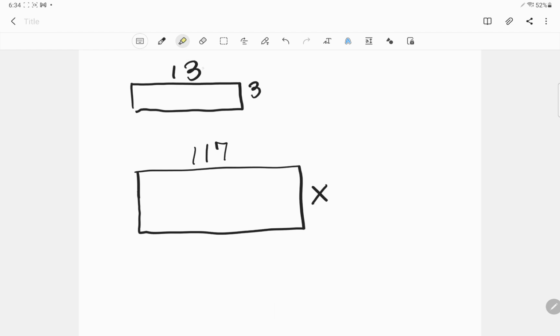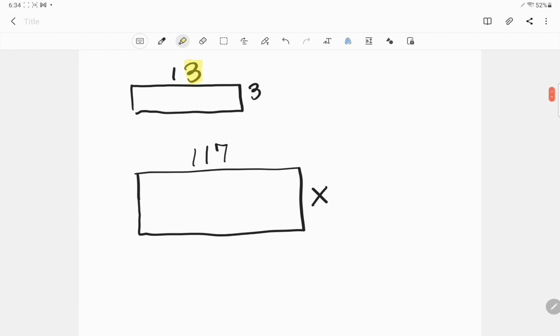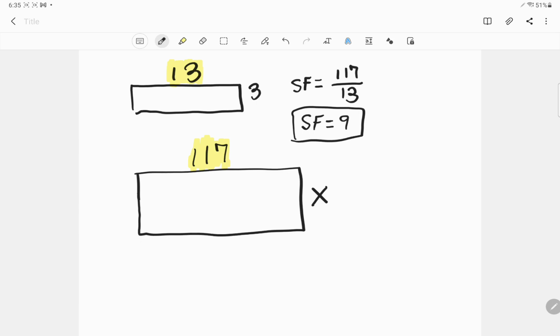So I'm going to pick my coloring and find two sides that are similar. I need to find two numbers now. They have to be both numbers because if you get an X and a number, you won't be able to get your scale factor. So I need to find two numbers, right? I see that two sides are similar, 13 and 117. I'm going to try and solve for my SF, which is going to be 117 divided by 13. So 117 divided by 13 is going to give me a scale factor of 9. That's all we're doing here. I found my scale factor already.